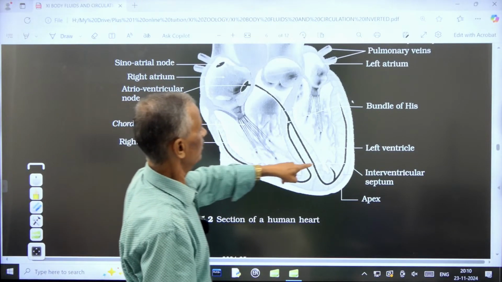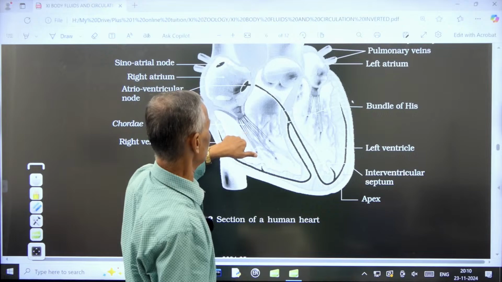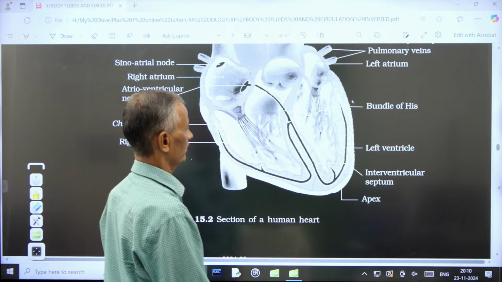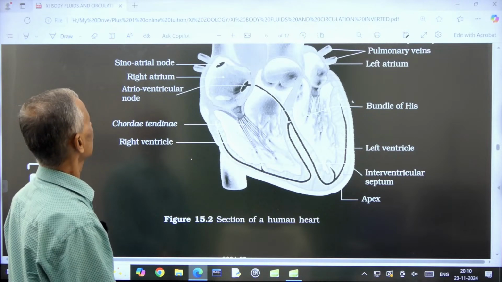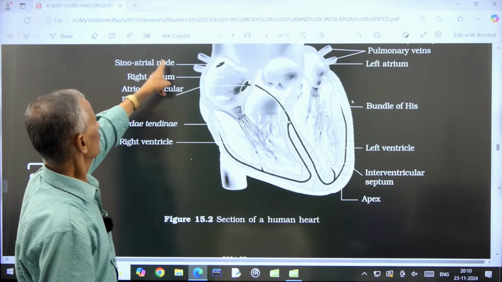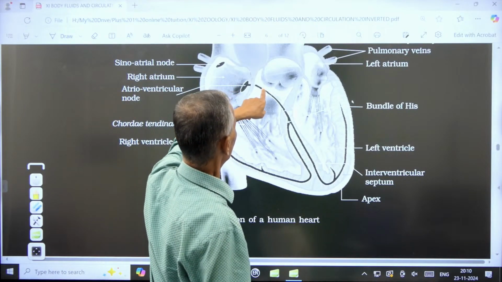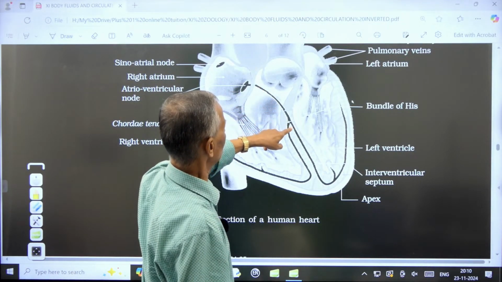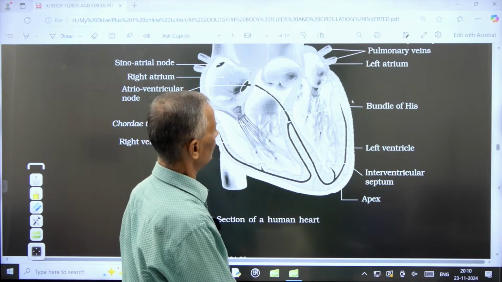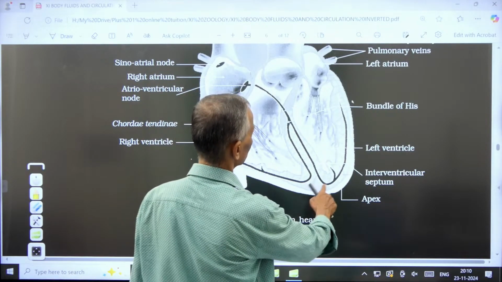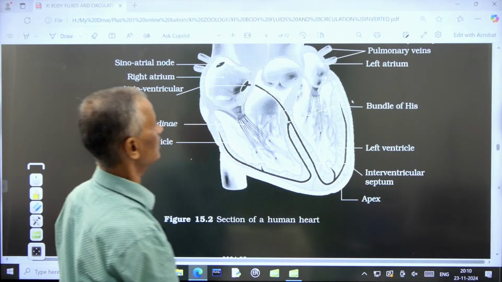Three papillary muscles, two papillary muscles, chordae tendinae, string-like structures. Atrioventricular node, SA node, sinoatrial node. This is the AV bundle, which is dividing into two bundles of His, and then reaching the apex, branching into a large number of branches called Purkinje fibers.